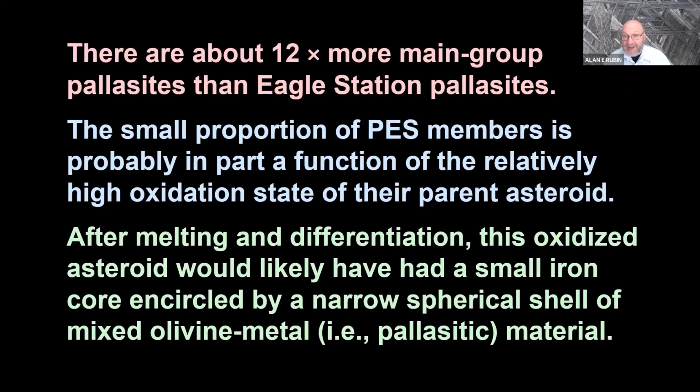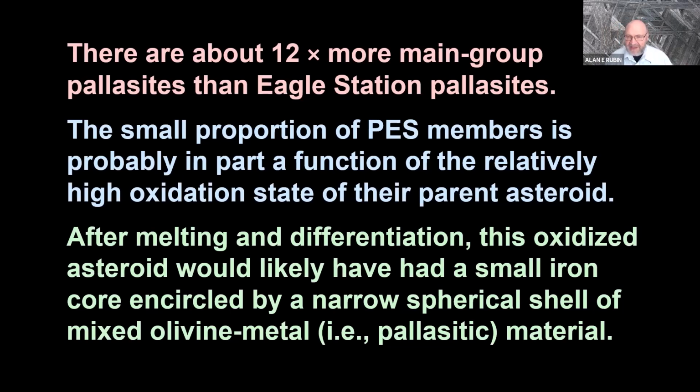There are about 12 times more main group pallasites than Eagle Station pallasites. The small proportion of Eagle Station pallasite members is probably in part, perhaps a large part, a function of the relatively high oxidation state of their parent body. In other words, if a lot of the iron is oxidized as FeO, it'll appear in silicate and not be in the reduced form in metal.